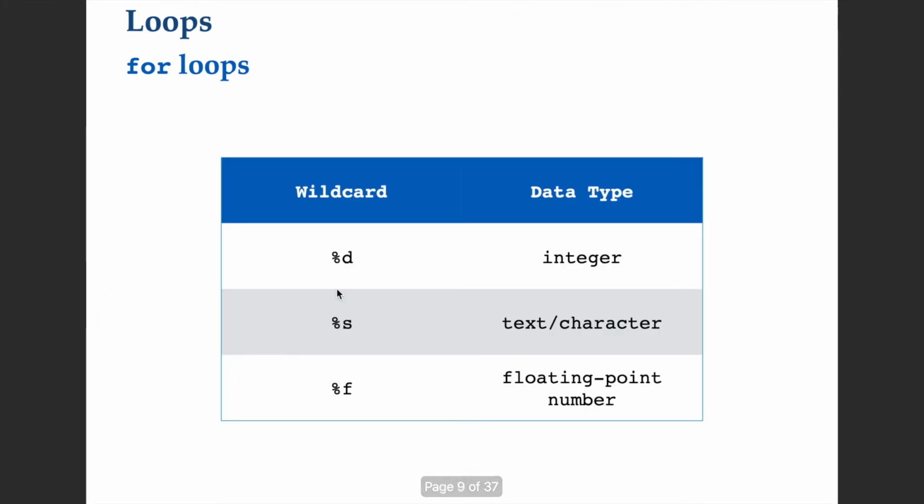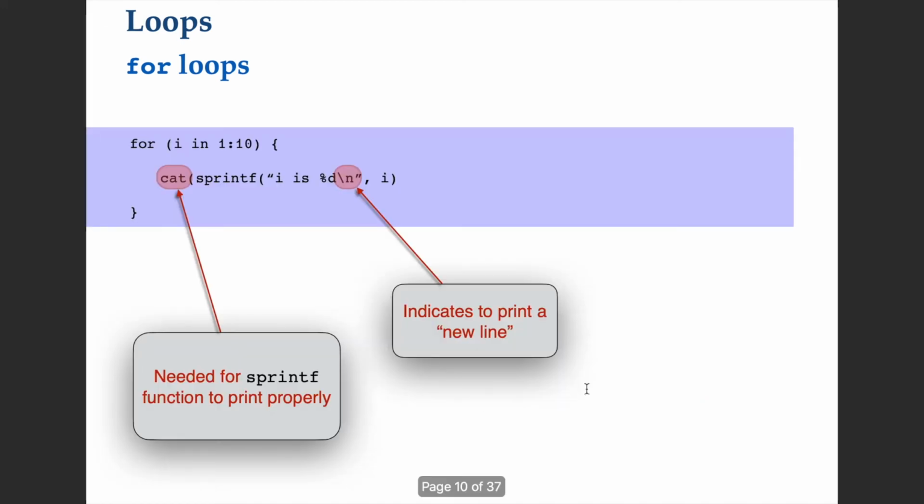And so here's the different wildcards. Again, we're not going to use these, but just to be thorough, I'm showing them. So %d is for an integer, %s is for text or a character, and %f is for a floating point number. And then here I mentioned this -n is just to print a new line, and then the cat command is just needed to get sprintf to work properly.